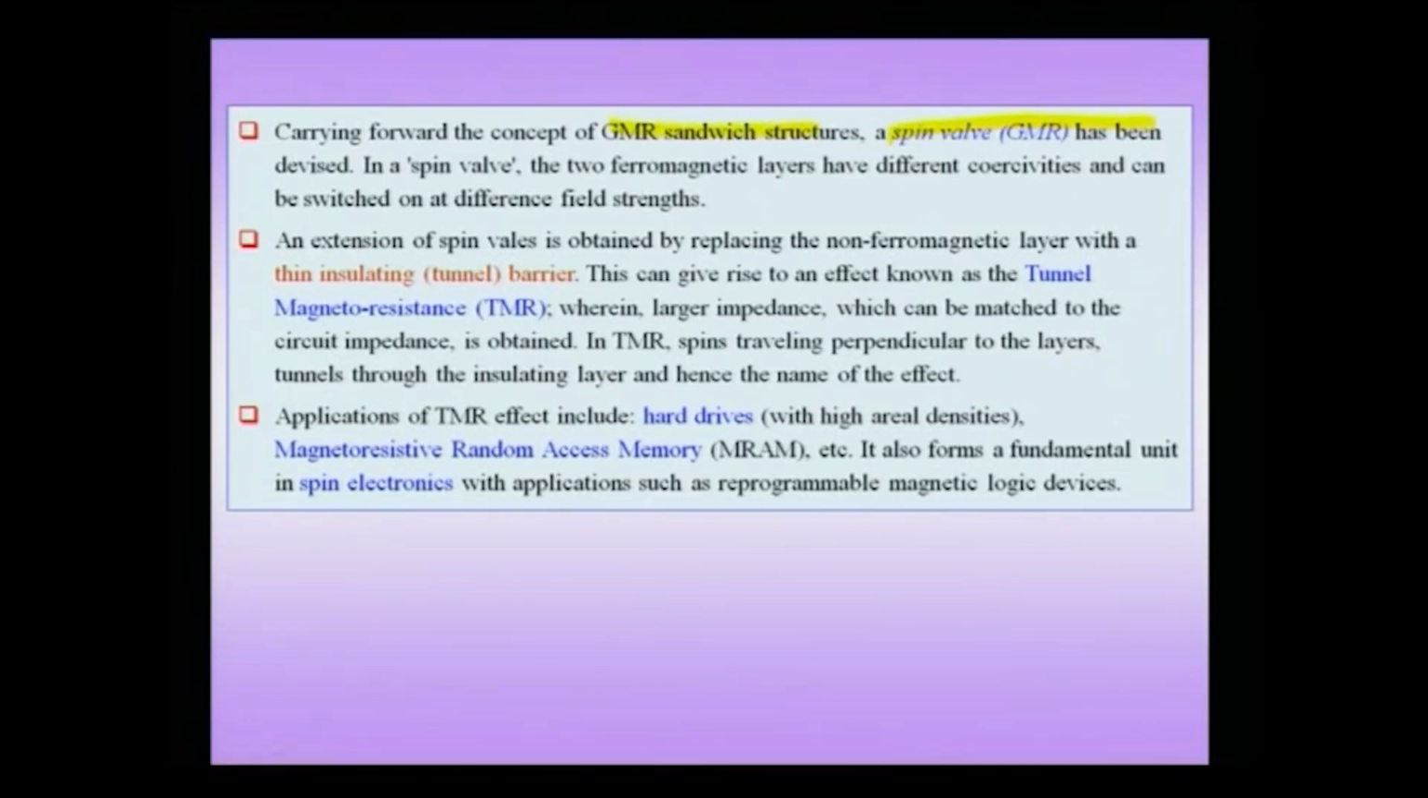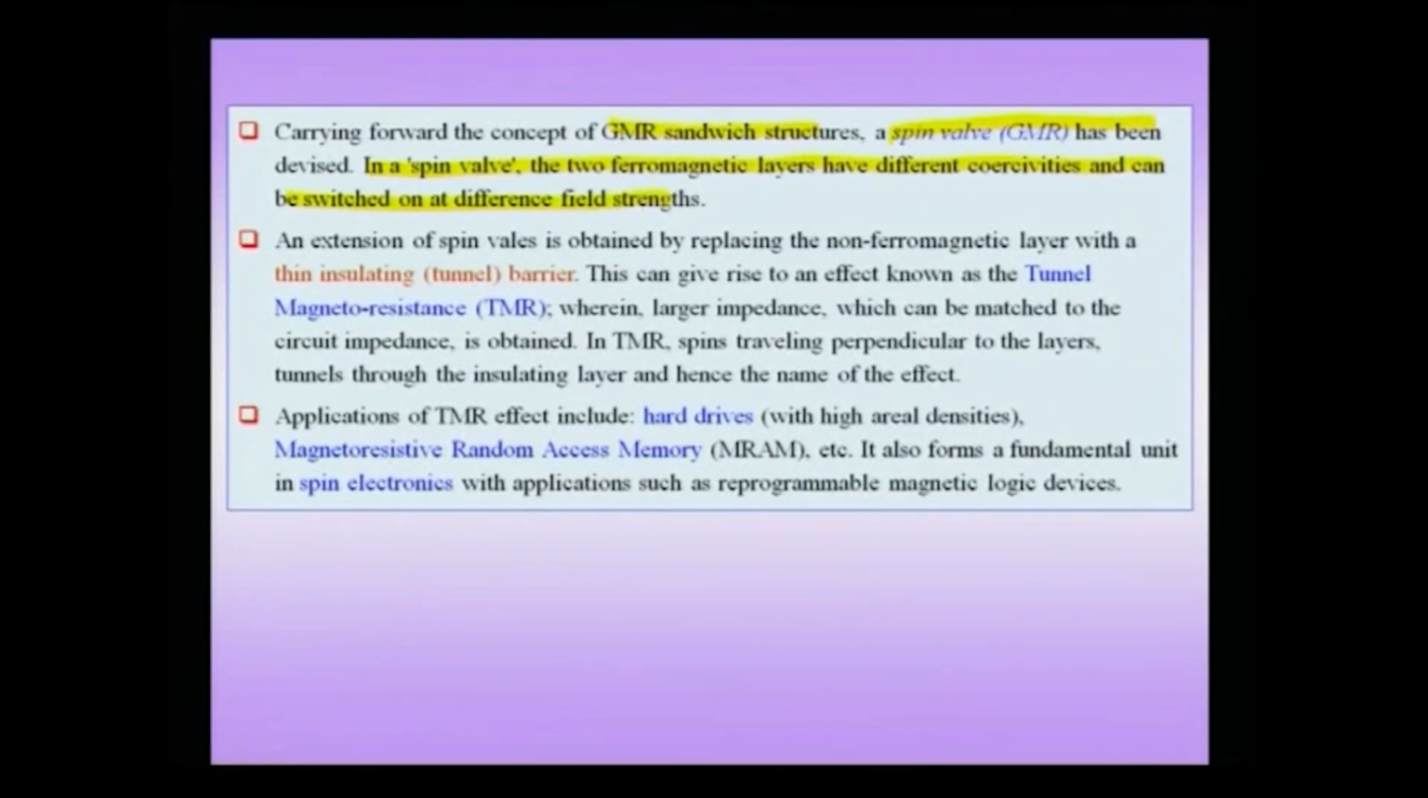A spin valve GMR also has been devised. In a spin valve, the two ferromagnetic layers have different coercivities and can be switched at different field strengths. So, we are getting additional control here. Earlier we applied one magnetic field and we got the antiferromagnetic or ferromagnetic coupling, but here we have different coercivities for the two layers and we can actually switch one of those preferentially. So, this is what you may call the spin valve structure. And this spin valve implies that now I am able to control the spin dynamics, which means that I enter a new domain known as spintronics, wherein I can manipulate charge in electronics. I am able to control the spin of materials and do spintronics.